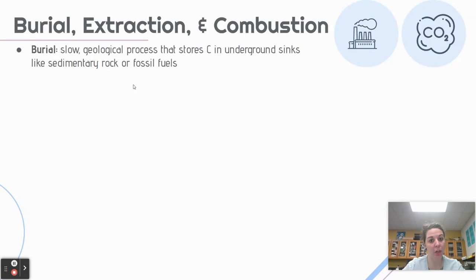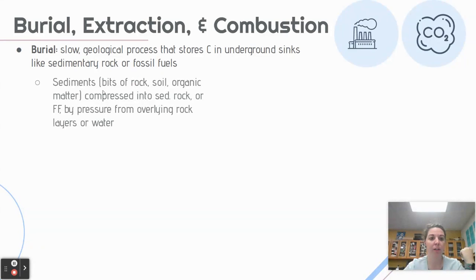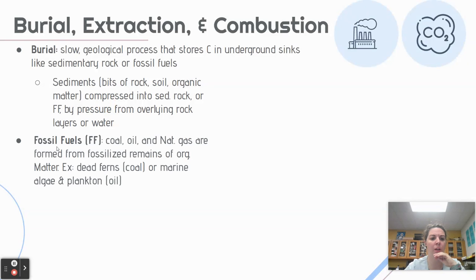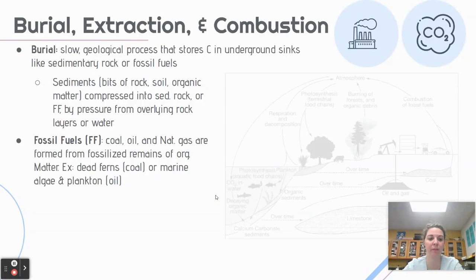So like I just said, it's very slow, and it stores carbon in underground sinks. Sediments get compressed either by overlying rock pressure or the layers of water. They're just heavy, so they push them down. Understand that fossil fuels, when we talk about those, we're talking about things like coal, oil, natural gas, which are formed from fossilized remains of ancient organisms. So our two examples here, coal is made out of dead ferns typically, and marine algae and plankton are what's going to create the oil that we're using.